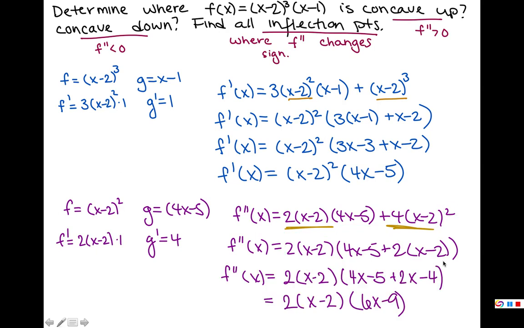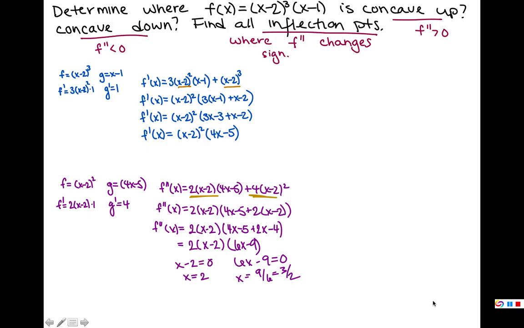So now I'm going to distribute and combine like terms inside those parentheses. So I basically just distributed the 2. So right here I distributed the 2 to the x − 2. That gave me 2x − 4. Combine like terms, 6x − 9. So now that my second derivative is in factored form, I can just set this thing equal to 0 and find the solutions.